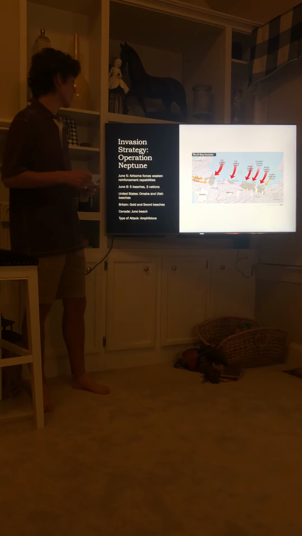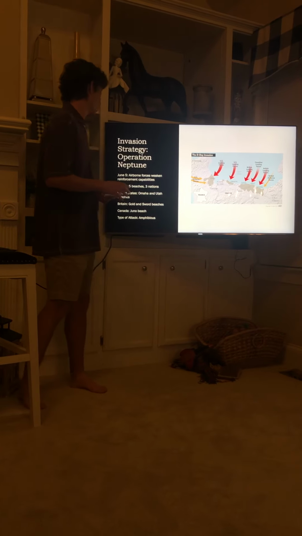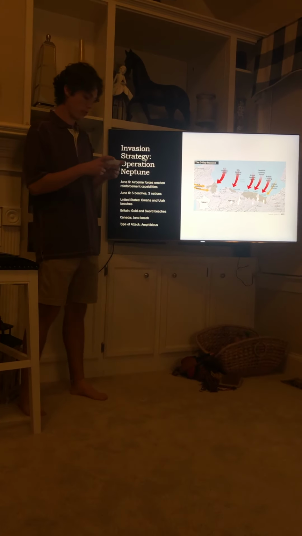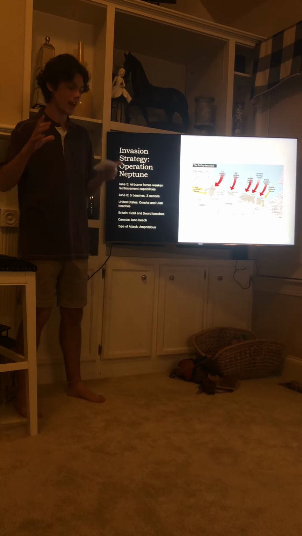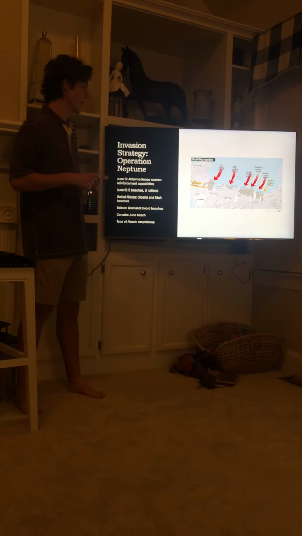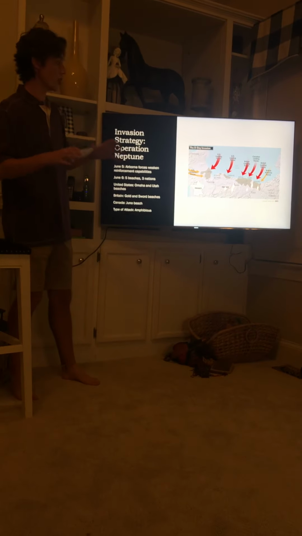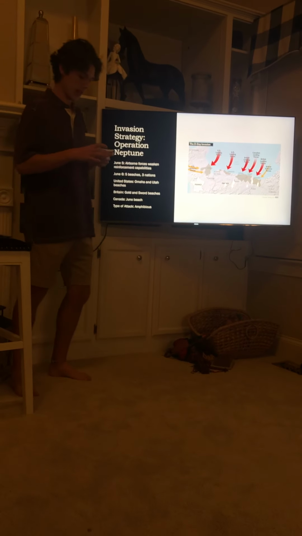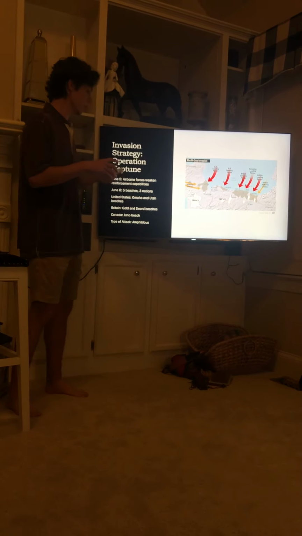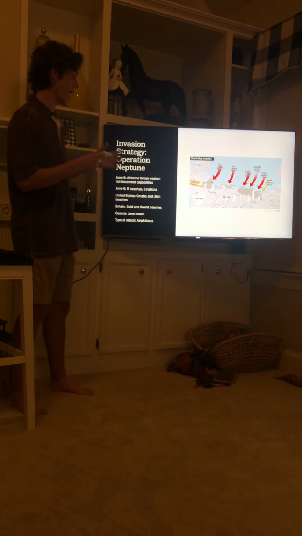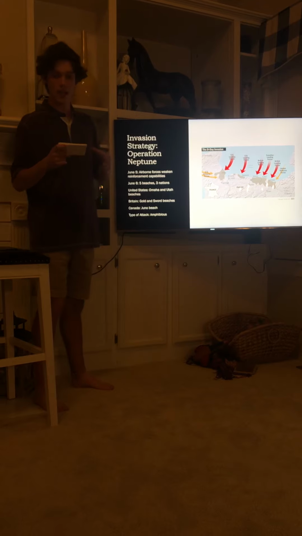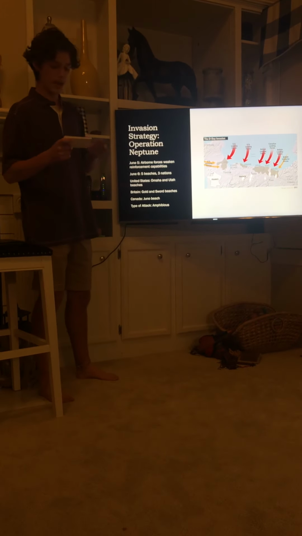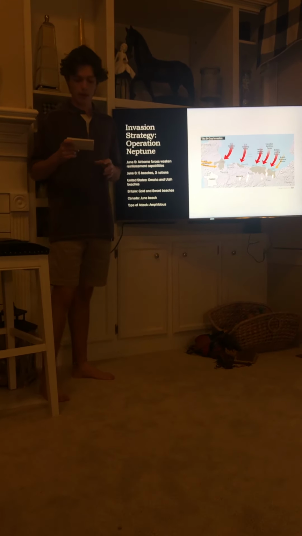So to set the scene for the invasion strategy, you have to understand that throughout this whole process, it took months for them to come to the conclusion and the details of how they were going to carry out the plan. The general basis of the plan is that they were going to first send airborne divisions behind the enemy lines in order to weaken reinforcement capabilities. Then on June 6th at 5 a.m., the invasion would begin.